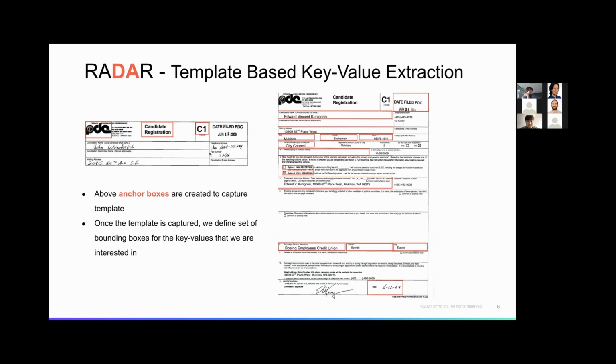After correcting the orientation, we predefine a set of bounding boxes to capture the desired key values. The predefined bounding box locations are shown in the right image. After defining the bounding box locations for each key value pair, it's easy to get the key value pairs from the OCR data with some bounding box matching.